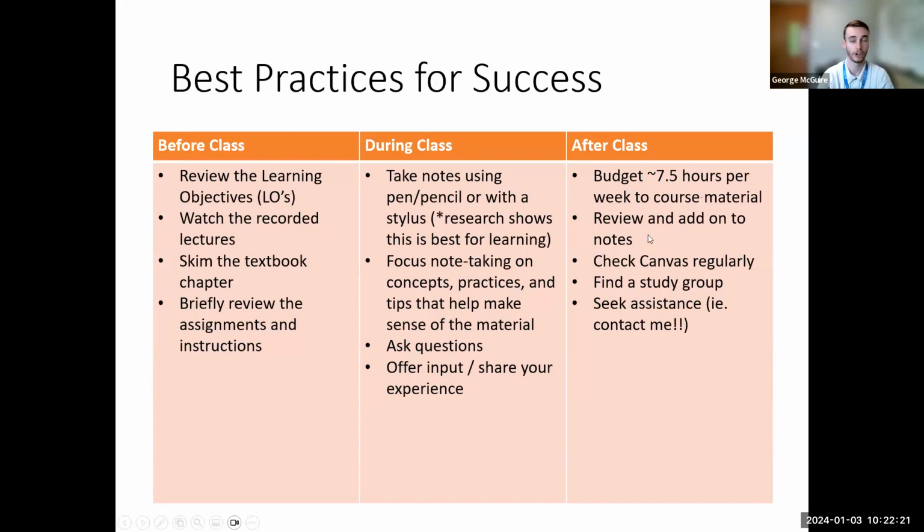After class, you should then go back and use the PowerPoint slides to review and add on to your notes, or watch the recorded lectures to do so. Make sure you're checking Canvas regularly for any updates and your assignments that are due. And then I highly recommend you find a study group.